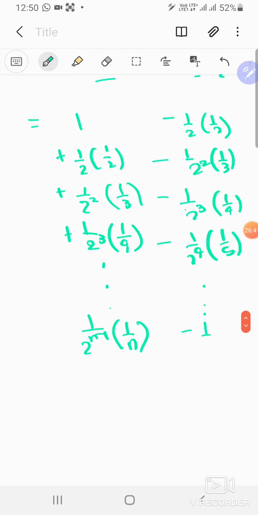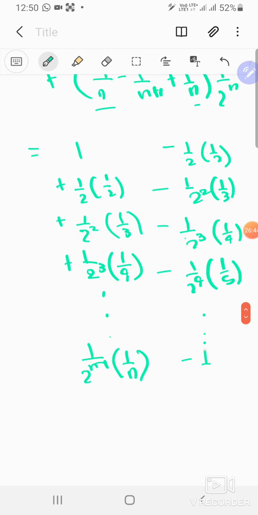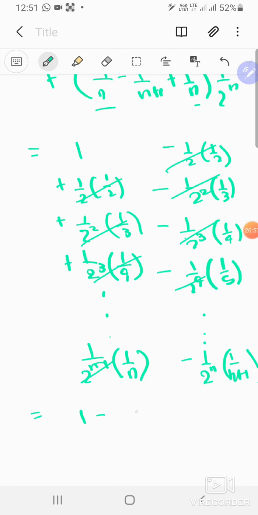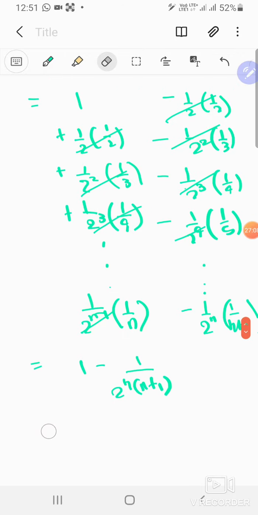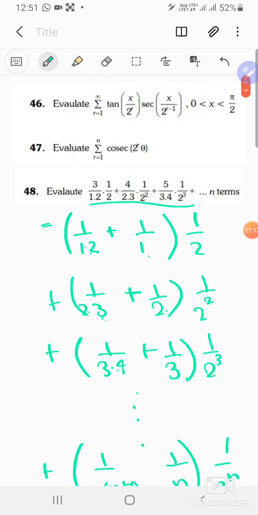So negative 1 upon 2 power n into n plus 1. Cool. So these things cancel away, right? And what we are left with is 1 minus 1 upon 2 power n into n plus 1. Okay, that's nice. Just leave it like that. No need for simplification. So that's the answer for the last question.